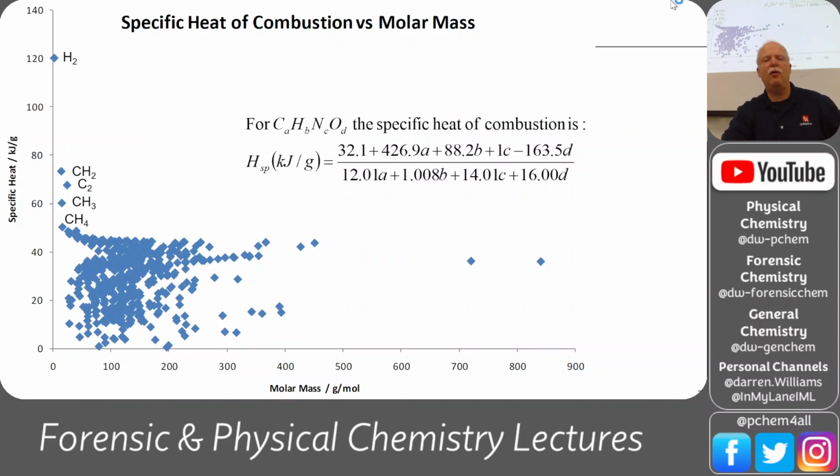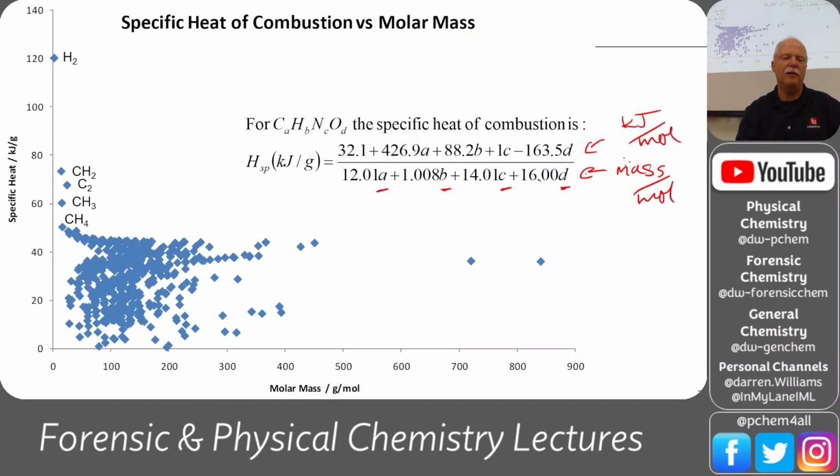Now, if we take that instead of per mole, we divide it by per gram of fuel, okay? And we can get that from the molar mass. And we know the molar mass based on the number and types of atoms. So A carbons times 12.01, B hydrogens times the mass of hydrogen, C nitrogen atoms times the mass of nitrogen, and D oxygen times the mass of oxygen. So we have the mass per mole, and we have the kilojoules per mole. So we end up with kilojoules per gram. So this would be called the specific heat of combustion.